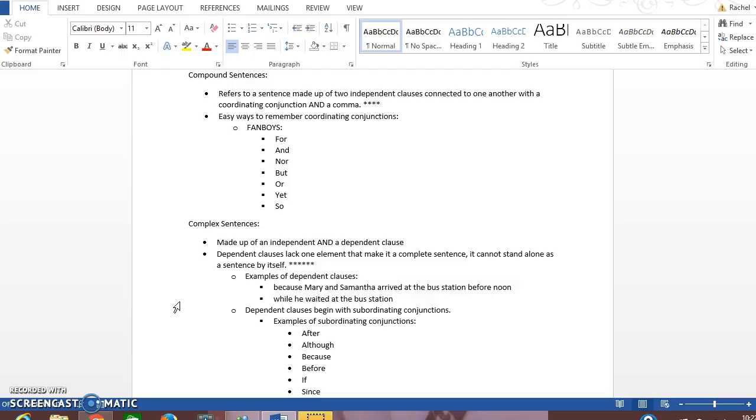Another example, while he waited at the bus station. Once again, it is this first word, the while, that makes it a dependent clause. If the while was not there, it would work: he waited at the bus station. That would be considered an independent clause. So words like because and while are called subordinating conjunctions. I am going to move these notes down just a little bit.